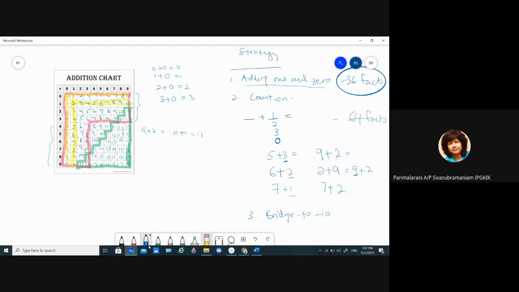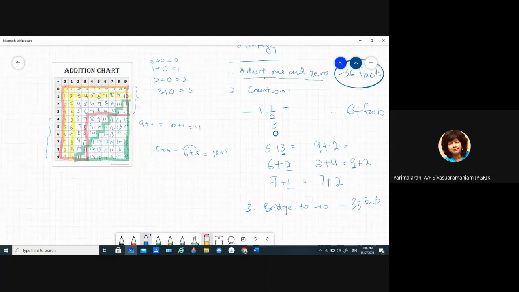So 8 plus 3, 7 plus 4, 6 plus 5, okay? 5 plus 6, or 6 plus 5 is equals to 10 plus 1. You take the 4 over here and you fill up with the 10. So it becomes 10 plus 1. So all the facts inside the green highlight. How many facts are there inside the green highlight? 33 facts, I think. You count later. So all these facts you can learn using the bridge to 10 method strategy, okay?